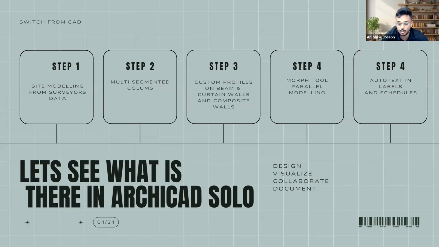Next, multi-segment columns and beams. So we will be demonstrating columns, but the beam is the same way. As you know, a column is not just one element that goes from top to bottom, but it also has something like a footing or sub layers to this substructure.